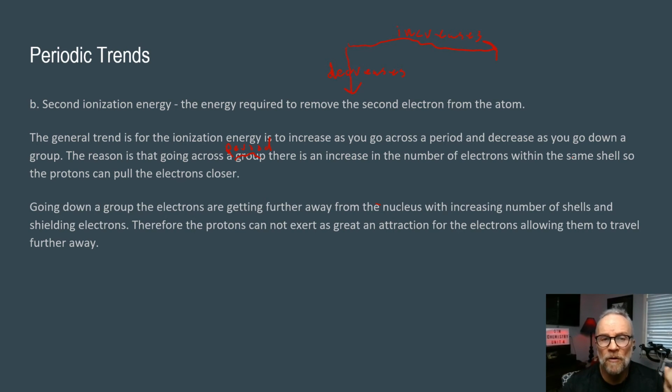So going down a group, the electrons are getting further away from the nucleus with increased number of shells and shielding electrons. Therefore, the protons cannot exert a great attraction for that electron. And so this leads to an easier removal of those electrons from the shell. So the ionization energy decreases as you go down.